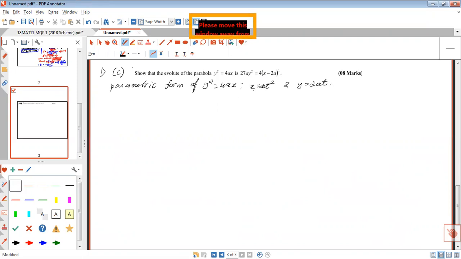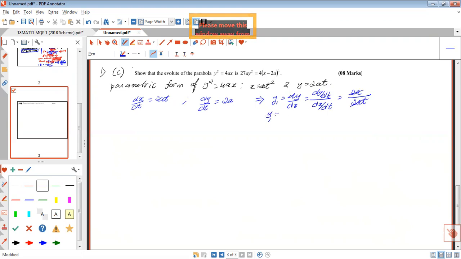Now differentiate with respect to t. You will get dx by dt is equal to differentiation of a t square, which is 2at. Next, differentiation of y with respect to t is 2a into differentiation of t, which is 1. Next, y1 is nothing but dy by dx, that is dy by dt divided by dx by dt, that is 2a divided by 2at. 2a gets cancelled, so the value of y1 will be 1 by t.